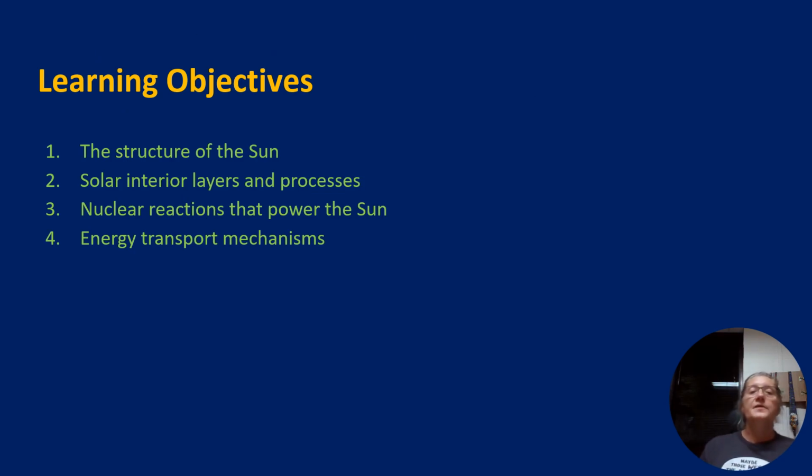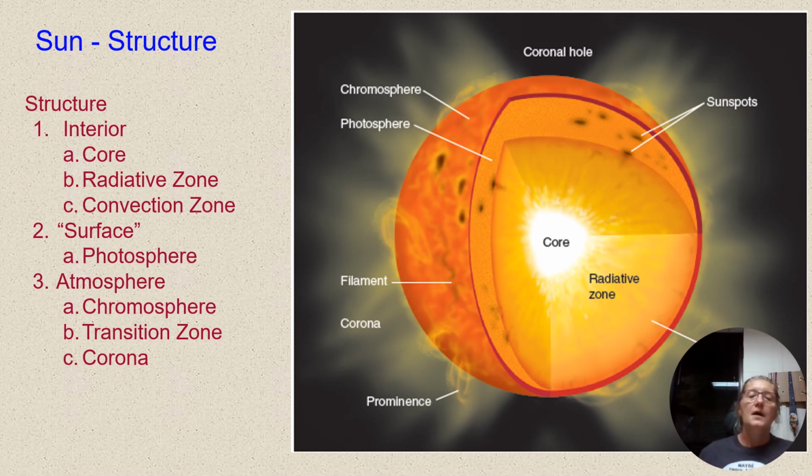After a brief review of the sun's interior layers, we're going to discuss the processes that happen in each of the regions, and we're going to include an overview of the basic nuclear reactions that power the sun. In this first slide, this is a diagram that has a cutaway of the sun showing the various layers and structure of the sun.